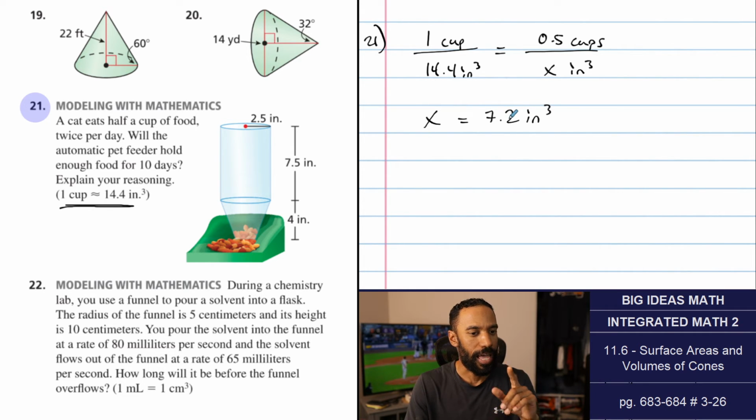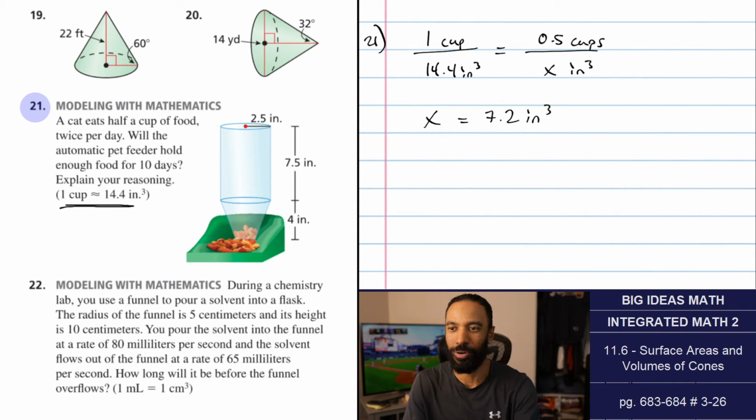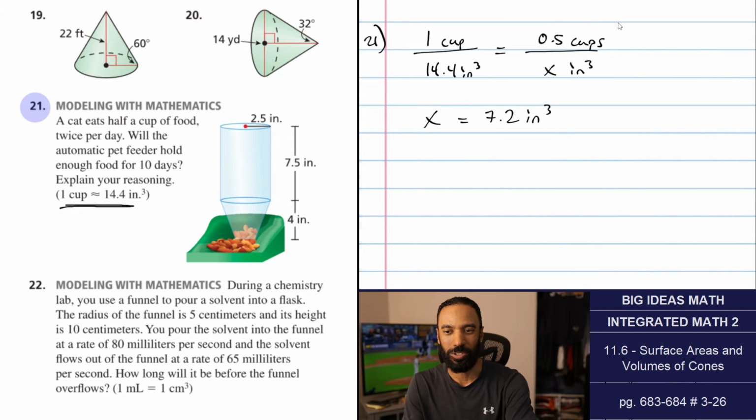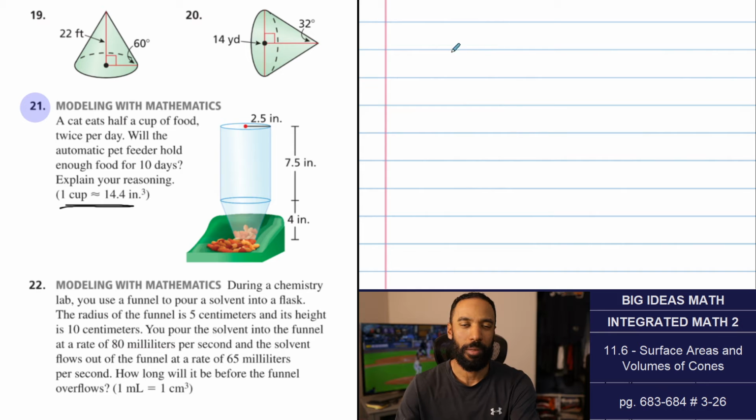Oh, I'm sorry. That's 1 cup. I'm sorry. That's 1 cup. Oh, half a cup twice per day. Oops. Okay, then I guess I need the 7.2. I didn't go back to look at that. So, okay. So what we start off with, let me start that all over.